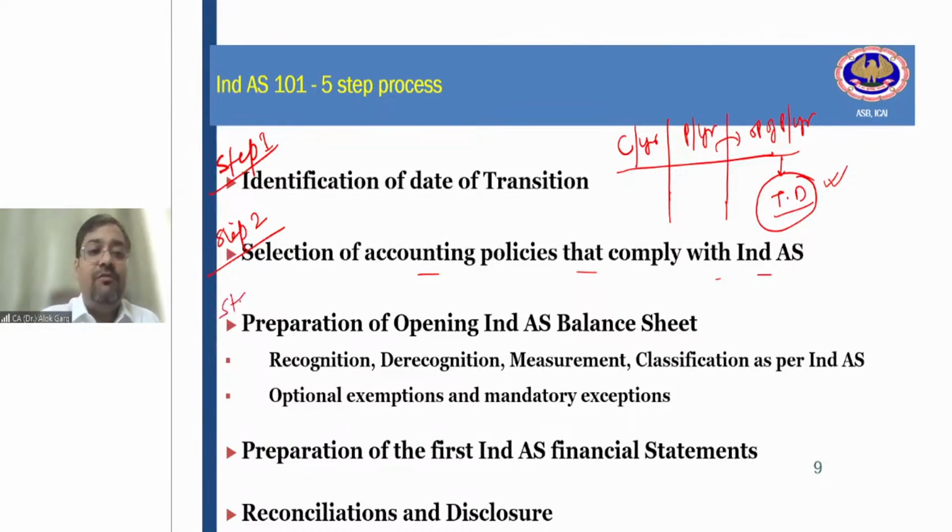The third step which we started was preparation of opening Ind AS balance sheet. Ind AS 101 says that while preparing the opening Ind AS balance sheet, meaning the balance sheet on the transition date, you have to recognize whatever has to be recognized as per Ind AS. For example, the classic example is biological asset. You remember that example of calf and cows?